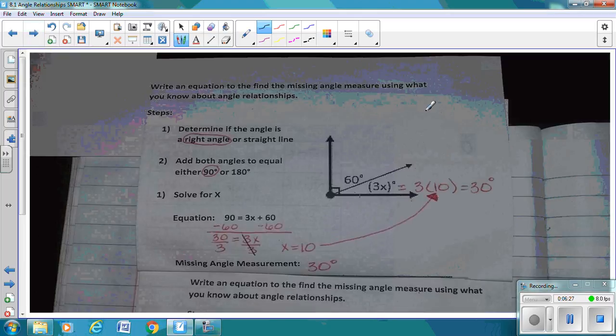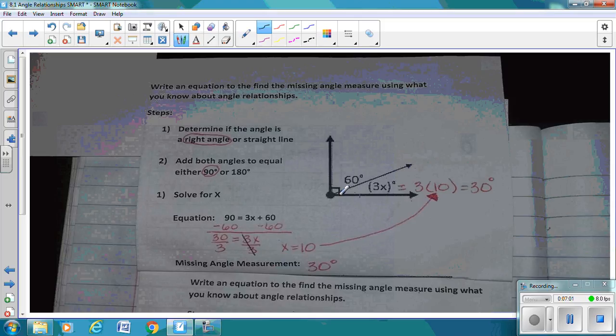Write an equation to find the missing angle measure using what you know about angle relationships. So the steps are, you're going to determine if the angle is a right angle or a straight angle. Well, remember, straight meant that it was a straight line, and we don't have that. This little symbol here tells us that this is a right angle, which is 90 degrees. So the second step says add both angles to equal either 90 degrees or 180 degrees. We know that this is 90 degrees, the entire angle, because of this little symbol here.